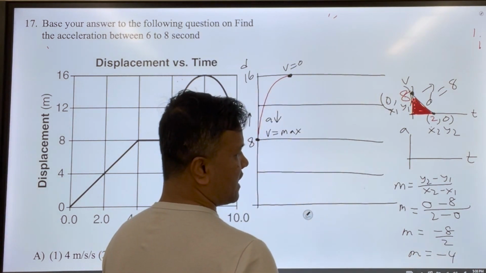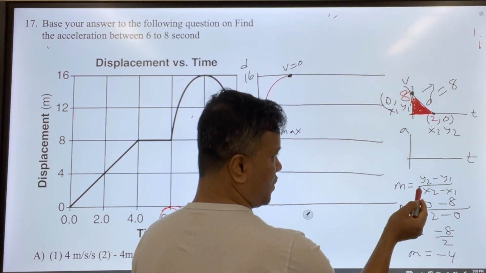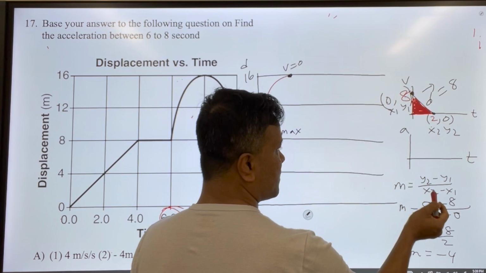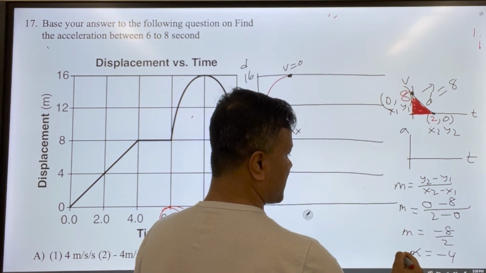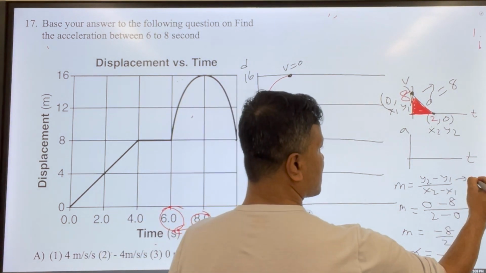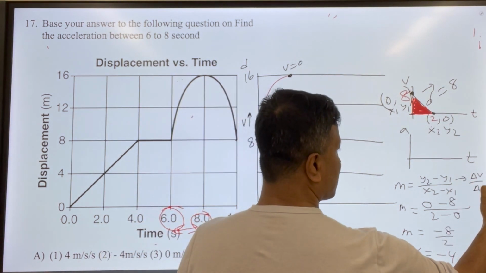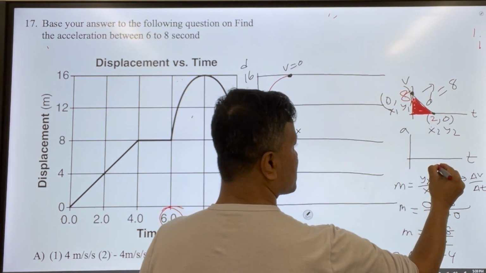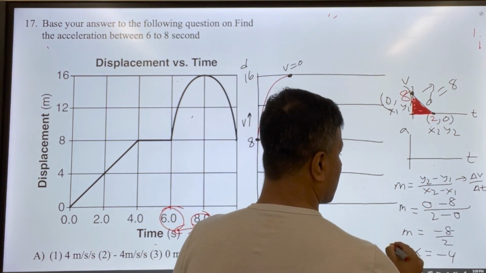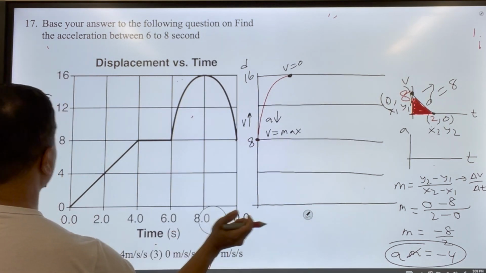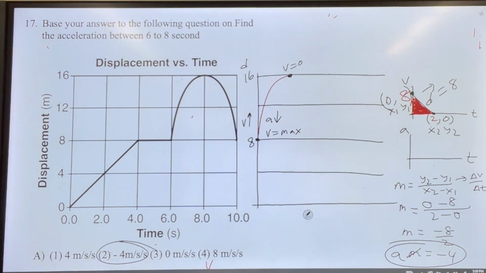Now, when you have the slope of delta v over delta t, there is a name for the slope: acceleration. Because this is actually delta v, this is actually delta t. All right. Okay, so negative 4. So negative 4 is the acceleration. So the answer to problem number 17 is negative 4. Okay, that takes us to problem 18.